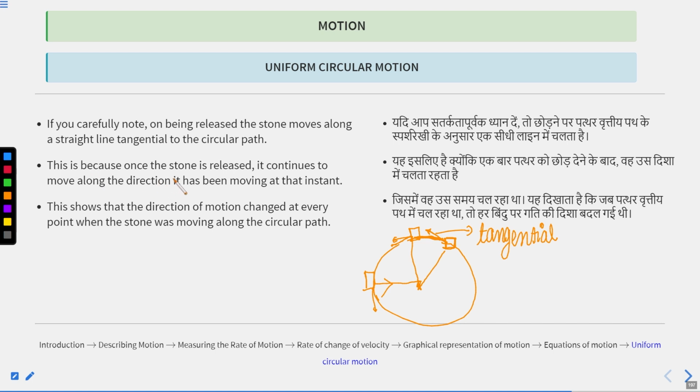This is because once the stone is released, it will continue to move along the direction it has been moving at that instant. It will continue moving in the direction where it was moving at that instant when you release the stone, and this shows that the direction of the motion changes at every point. At every point, the direction of motion is getting changed. So, in uniform circular motion, the direction changes continuously when the stone is moving along the circular path.